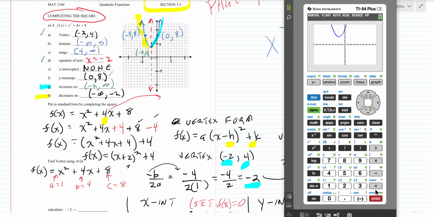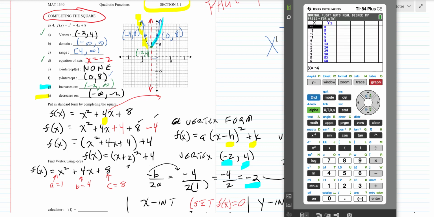And the thing is, you can look at your table of values the way I've taught you before. So if you go second graph, we can verify that all these points are on there. See, there's your point -2, 4. That's on there. We have the point -4, 8. That's there. We have the point 0, 8. That's there also. So your goal on a problem like this would be only to use your calculator to check.